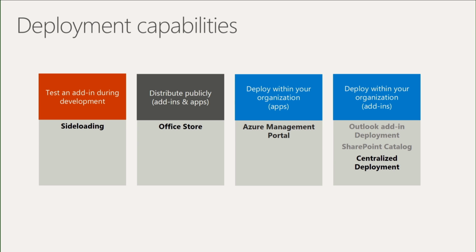If you want to deploy an app in your organization, the Azure Management Portal is the place today. And if you want to deploy an add-in within your organization, there are lots of options. If you're on Outlook today, they have a mechanism to do that inside the Exchange Control Panel, which I'll talk about later. There's the SharePoint add-in catalog, and there is centralized deployment, which I will talk about lots more in a minute.